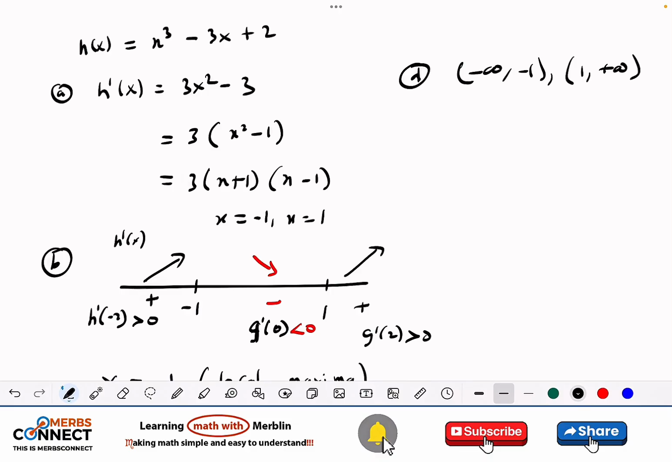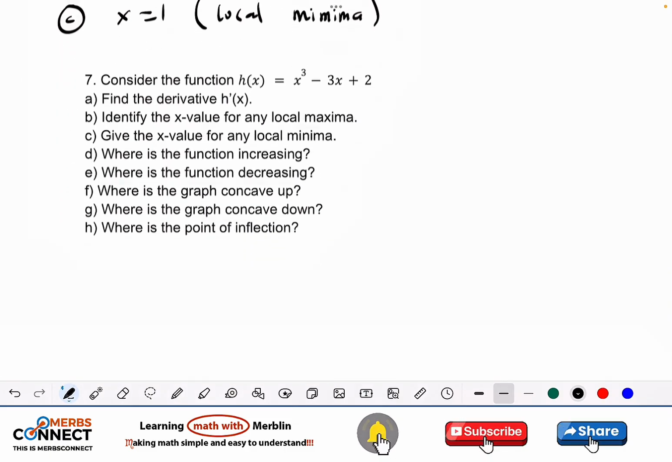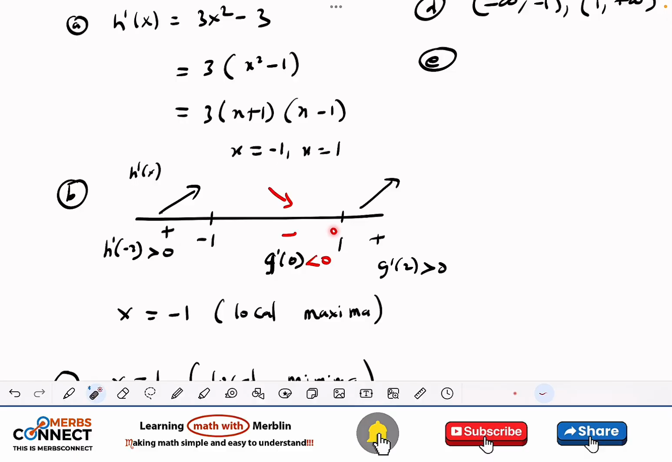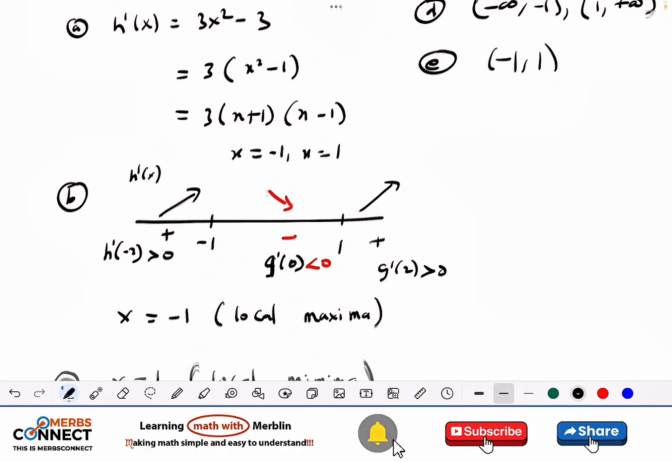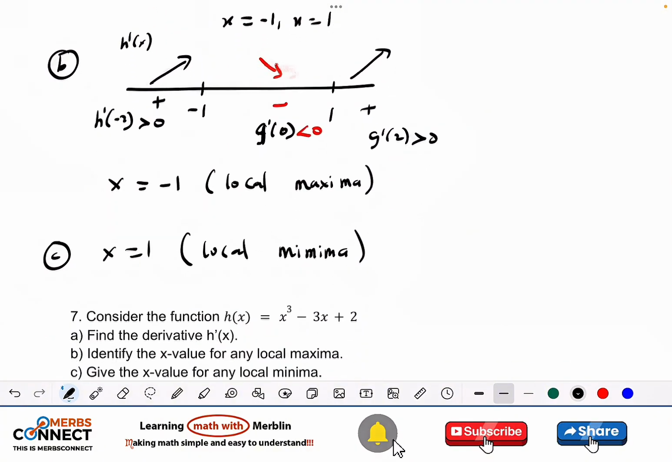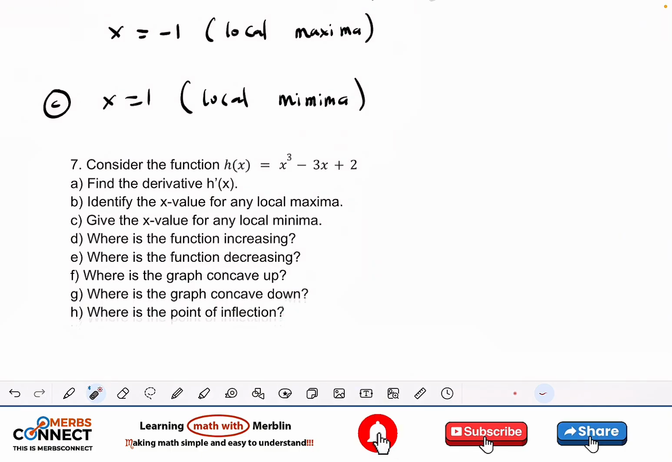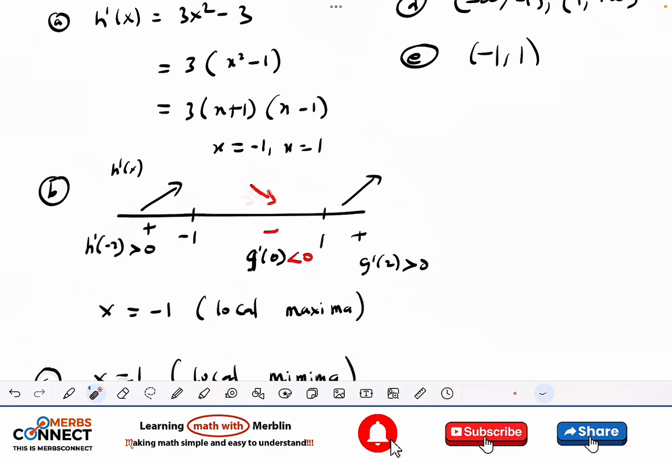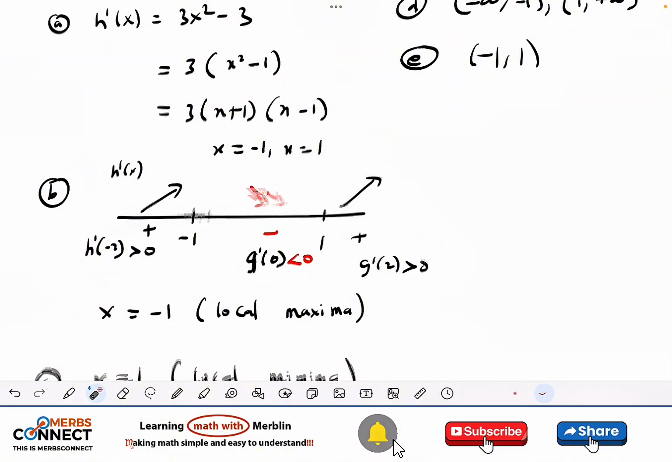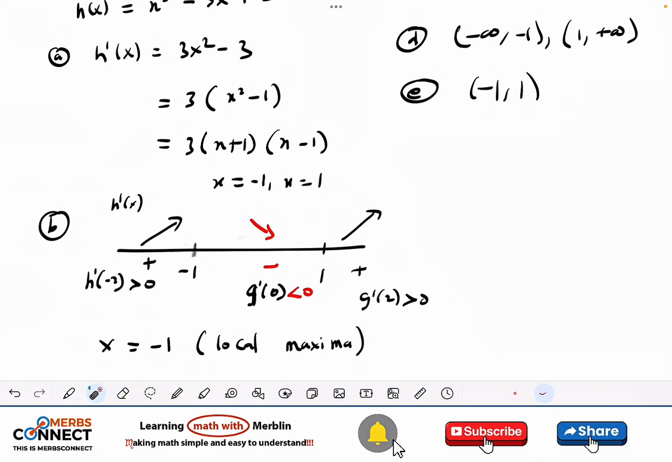That is the increasing. E is looking for decreasing interval, and we know that the decreasing interval is between minus 1 and 1. So one question, we are doing a lot. And then we need to look at where we have concave up, concave down, and we need to look at the point of inflection. But even basically for us to look at concave up and down, we need to find the point of inflection before we can do that. How do we find point of inflection? Point of inflection is when we take the second derivative, right? So that's what you are going to do.